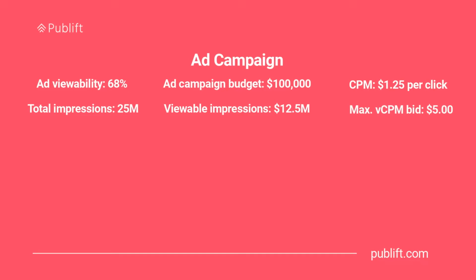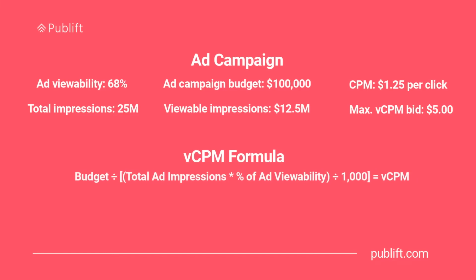For vCPM, there are several formulas. To keep things simple, we will use this one. Calculate the total ad impressions times the percentage of ad viewability divided by 1,000. Then divide your budget with that total. This will give you your vCPM.